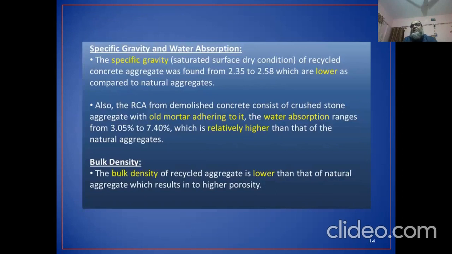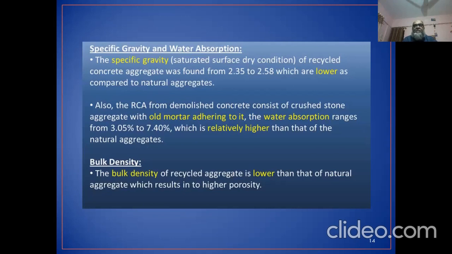One of the things that influences recycled aggregate is its specific gravity and water absorption, and that's why it was a factor stopping us from replacing 100%, limiting it to 30%, as I discussed in previous slides. The saturated surface dry condition specific gravity was 2.35 to 2.58, which is lower as compared to natural aggregates. To remind you, any aggregate having specific gravity of at least 2.65 is considered a very good aggregate, and that is also specified most of the time in any specification where you are constructing a road or a building.